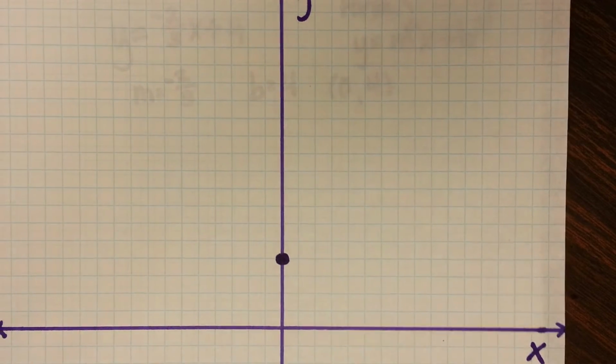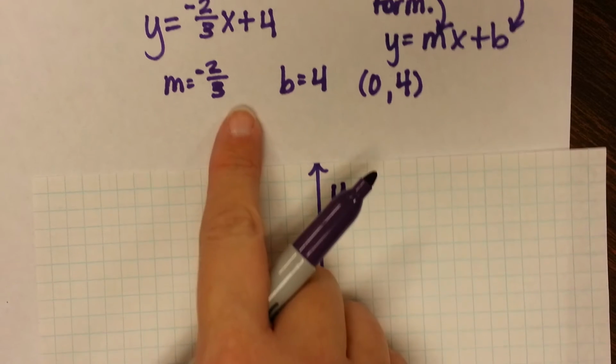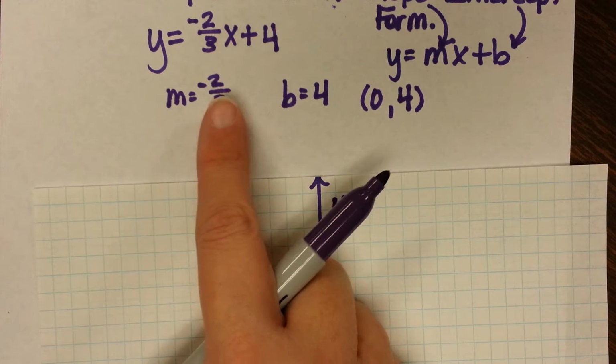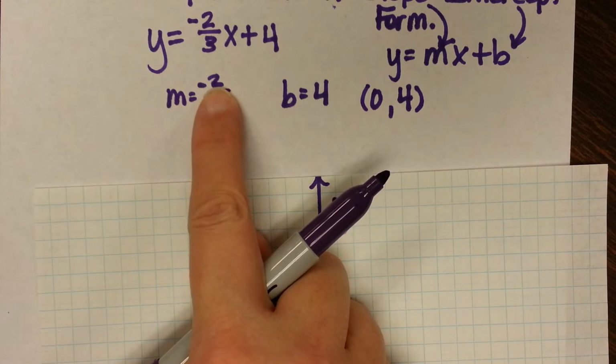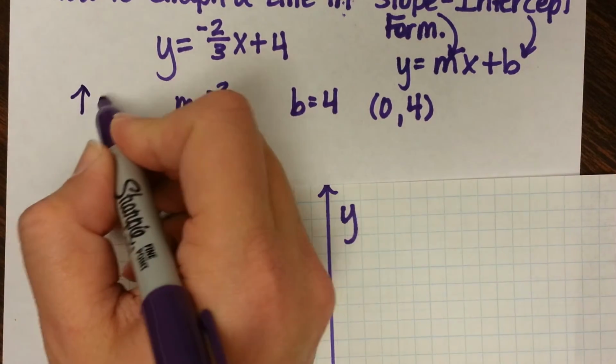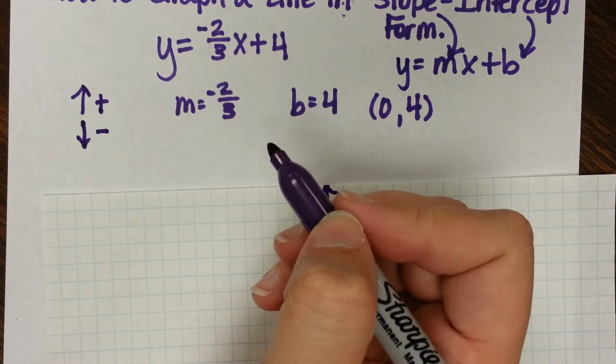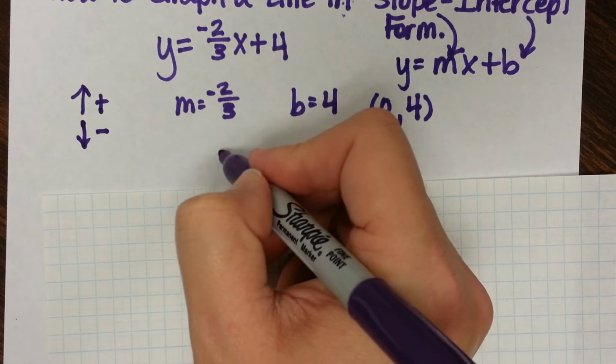Next, I go back and look and see what my slope said. My slope is negative 2/3. Basically, this gives directions for us. The top number tells us whether to go up or down. If the top number is positive, we go up. If the top number is negative, we go down. So in our case, we're going to go down 2.